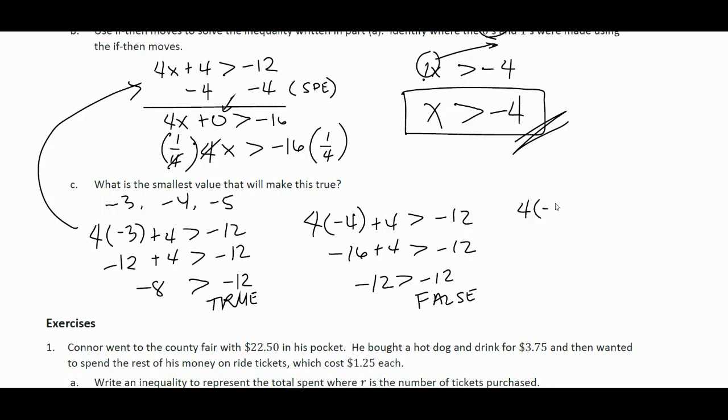Next one. 4 times negative 5 plus 4 is greater than negative 12. So 4 times negative 5 is negative 20 plus 4. We're going to have negative 16 is greater than negative 12, which is also false. So basically, as you can see, because the limit is only greater than negative 4, it should be negative 3, negative 2, negative 1, 0, 1, 2, 3, and so on. Of course, we will be using those numbers which are greater than negative 4.